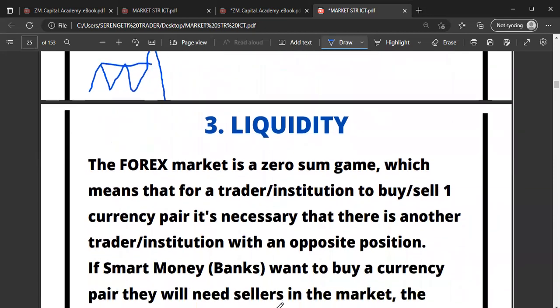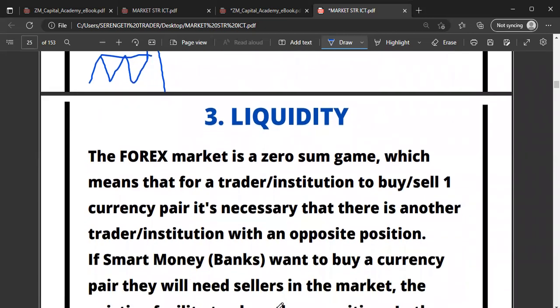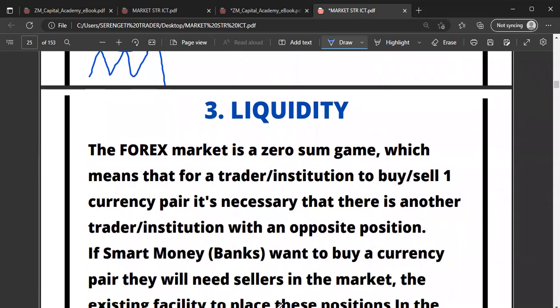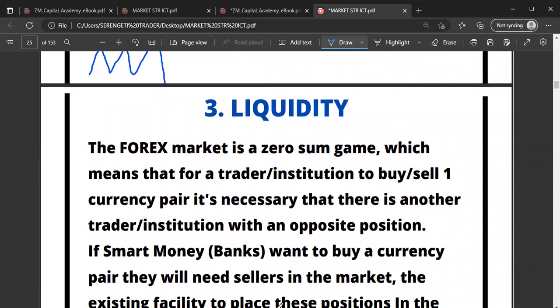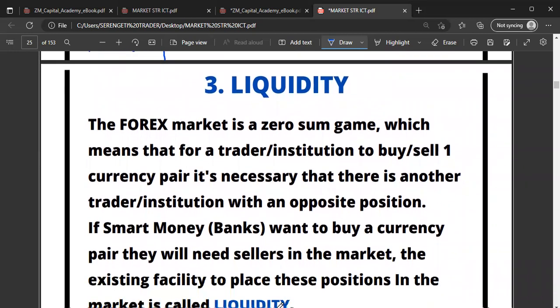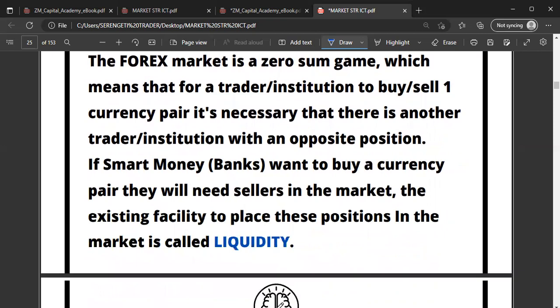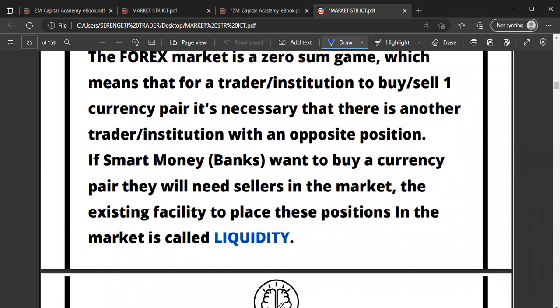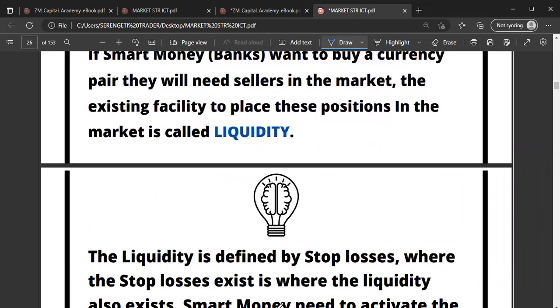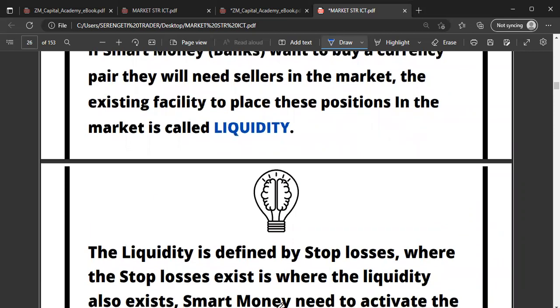Okay. That's why they say here, if smart money wants to buy a currency, they will need sellers in the market. So the existing facility to place these positions in the market is called liquidity. So you can actually say liquidity is that trap that they create. They create a certain trap in the market. And you can actually see here the simple explanation, that liquidity is defined by stop process.